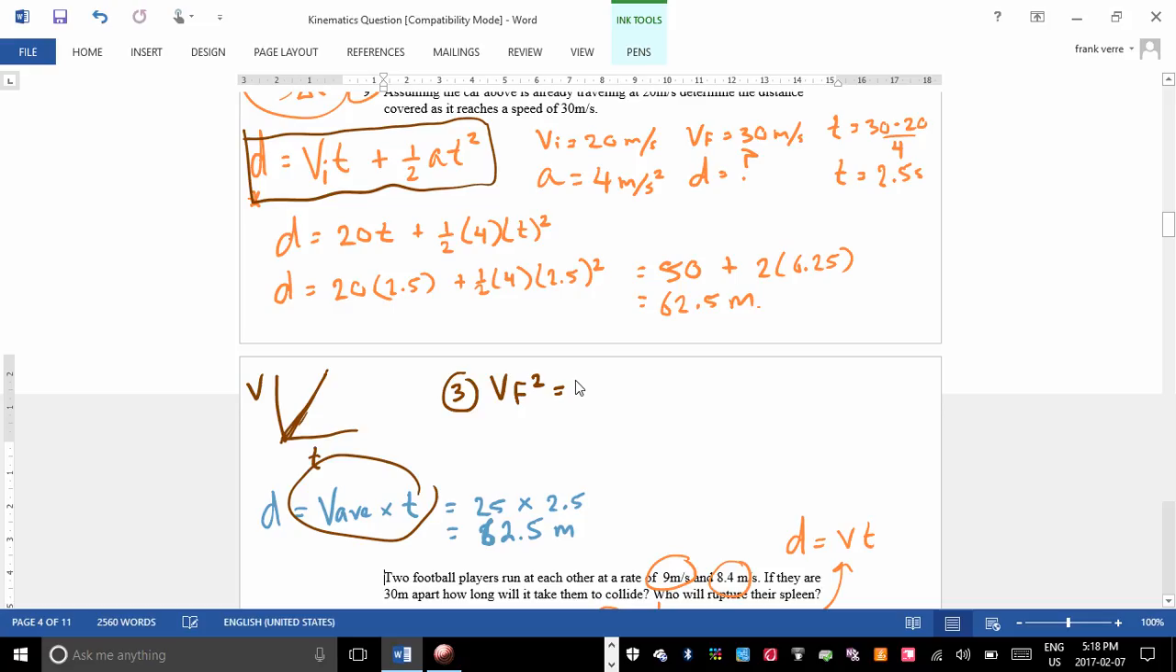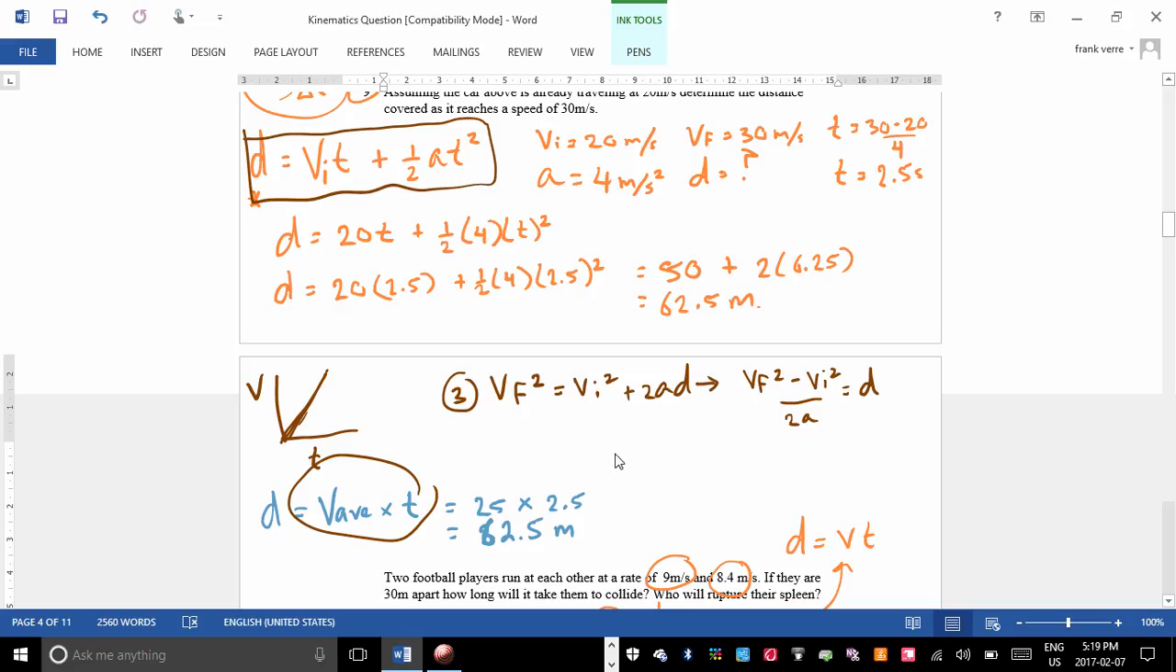There is a third equation, which looks like this. Vf squared equals Vi squared plus 2AD, which takes into account final speed, initial speed, acceleration, and distance. So in this case, we're looking for distance. If I was to rearrange this equation, it would be Vf squared minus Vi squared over 2A equals distance.